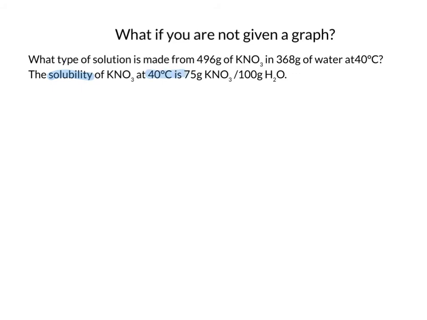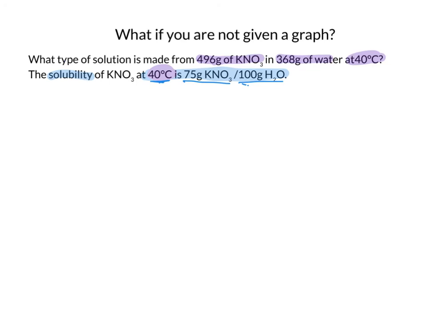So in this question, we want to know what kind of solution we have if we have 496 grams of KNO3 in 368 grams of water at 40 degrees Celsius, if we know that the solubility of KNO3 at 40 degrees Celsius is 75 grams of KNO3 per 100 grams of water. Now obviously there's a lot of numbers there and it might be a little confusing to you.